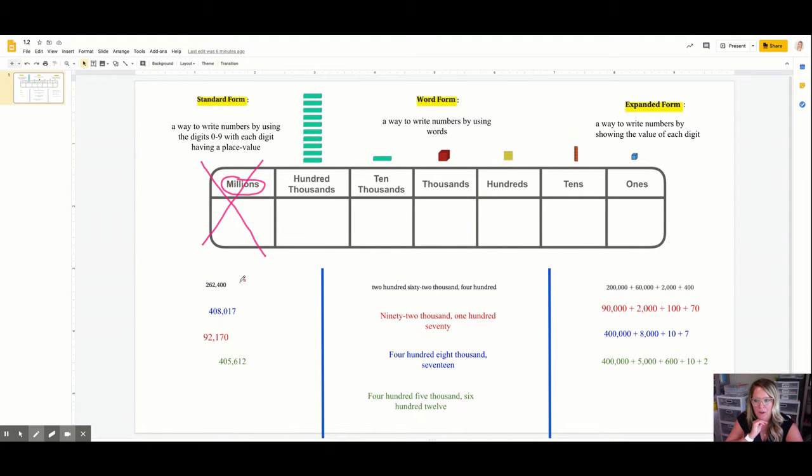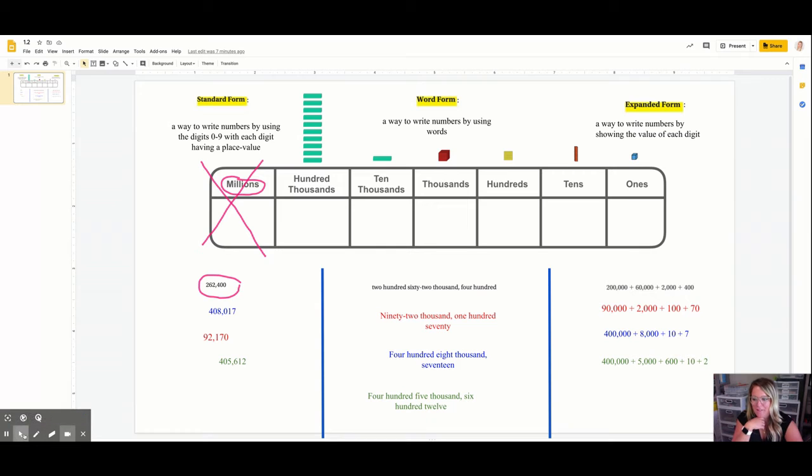So we're going to start with our first number. And if I read this out loud to myself, I can see that there's a comma. So I have one period here and one period here. A period is a group of 3 place values. So I can read it as 262, but I don't stop there. I need to read it as 262,400. I have 2 periods.